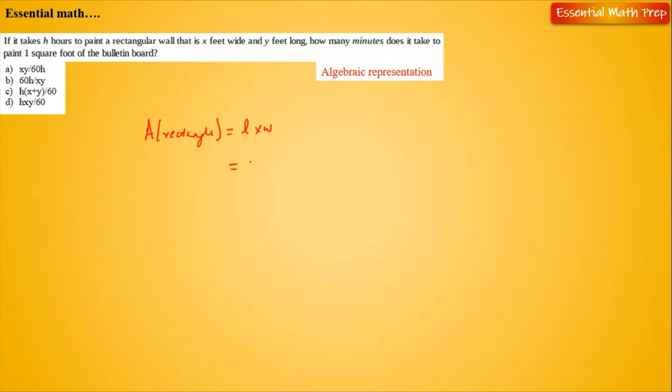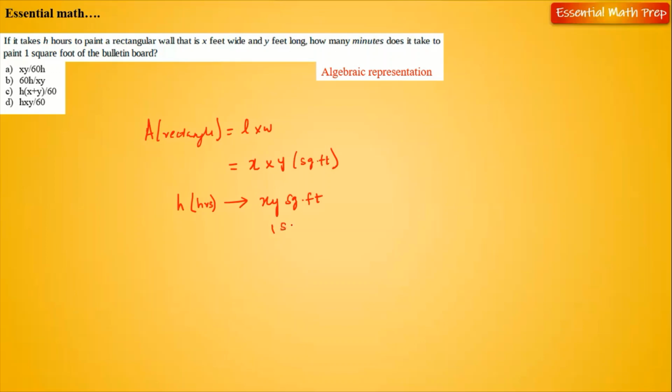The length is y and the width is x. So that is the area, and the unit of the rectangle is square feet, right? So it takes h hours to paint a rectangular wall that is xy square feet. We don't know the unknown area of the rectangle.